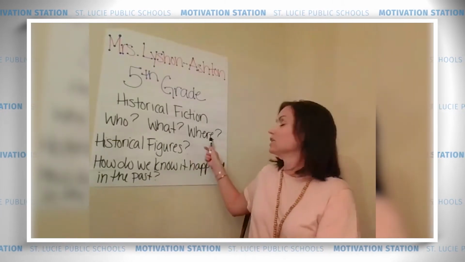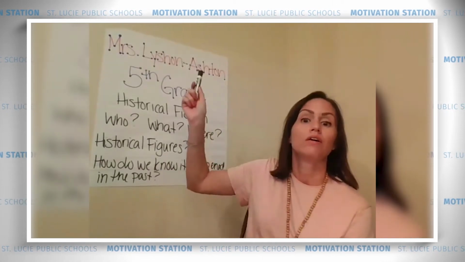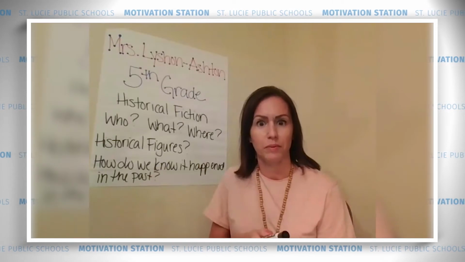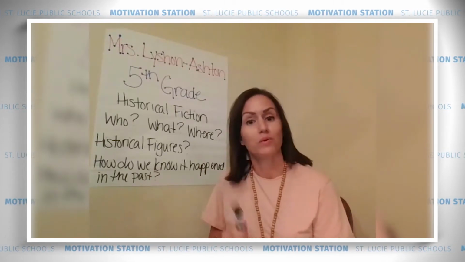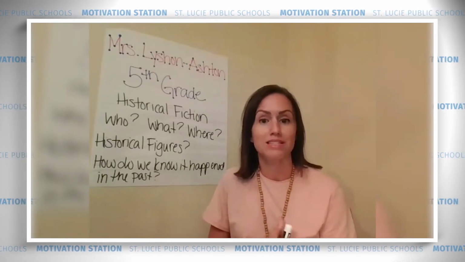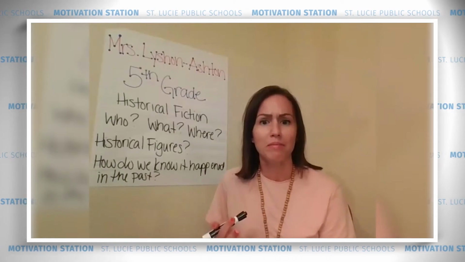Okay, so where? It takes place at sea, because they're going from Massachusetts to France, right? Historical figures. Are there any historical figures in this? Correct. John Quincy Adams is an actual real-life historical figure. So he is in that along with his dad. So that is true. And how do we know what happened in the past?